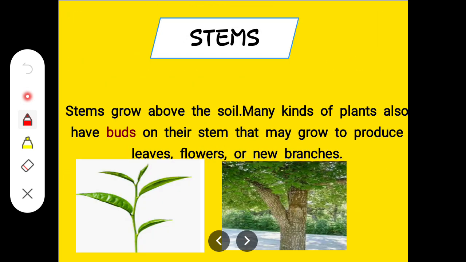Next is the stem. So the stems grow above the soil. Many kinds of plants also have buds on their stem that may grow to produce leaves, flowers, or new branches. So this is the stem. And this is the trunk. The trunk is the main stem of a tree. It supports large numbers of branches. And branches are the woody stems or limbs growing from the trunk or main stem of a tree.